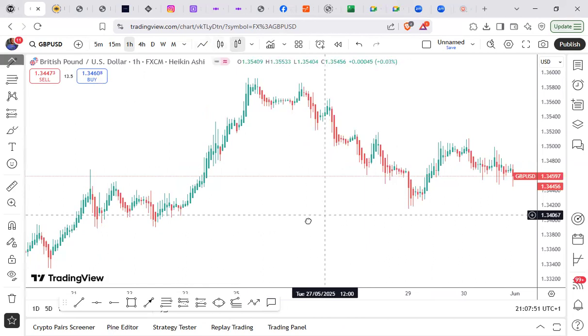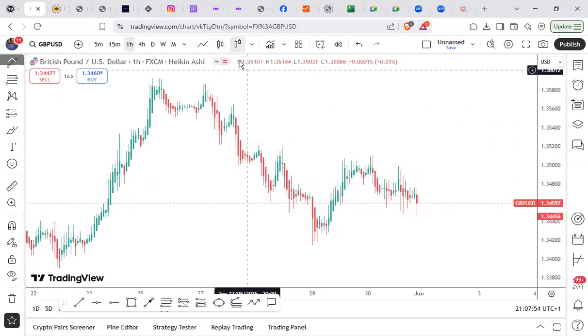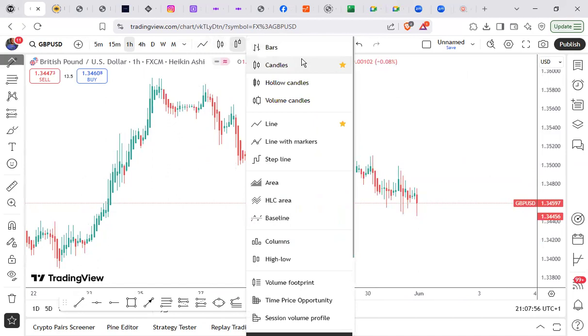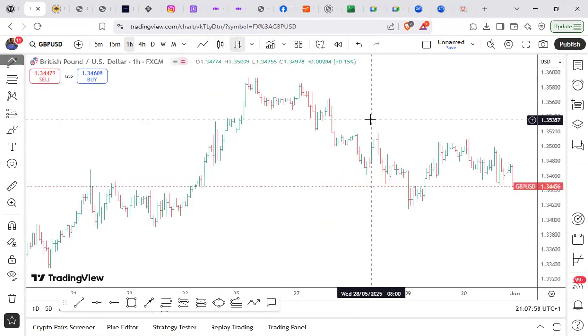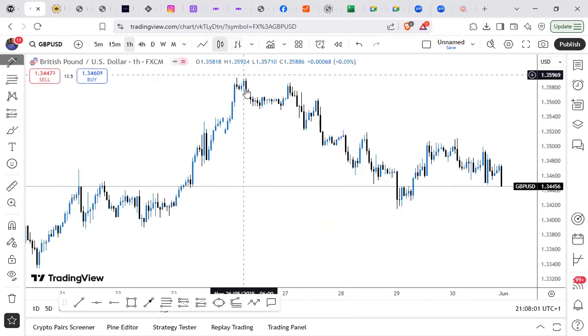Some use Heikin Ashi. You can see what it looks like. There are just different types. Some use bar charts to trade. But I use candlestick.